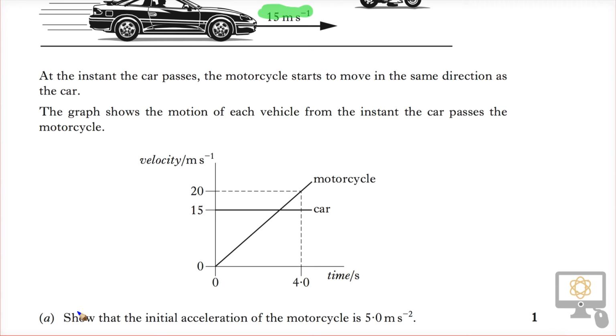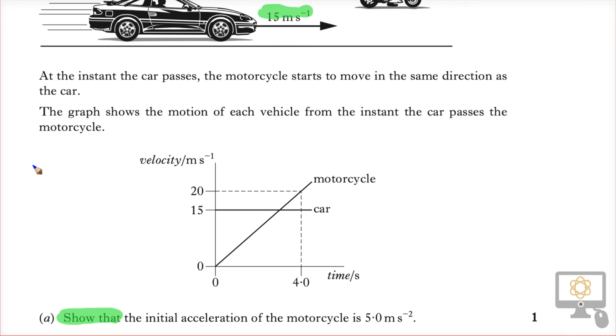The first thing I want to emphasize here is that this is a show that question, and in a show that question you must display an appropriate formula and you must display it correctly. This is a question where we're trying to determine the acceleration of the motorcycle, and we've got various points of data from this velocity time graph.